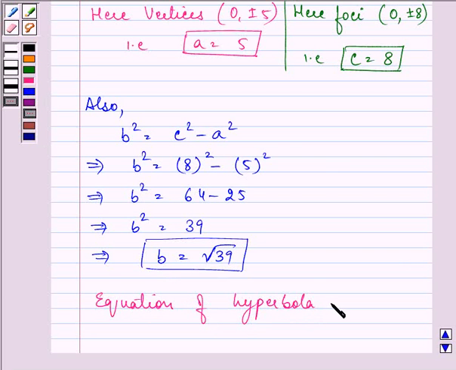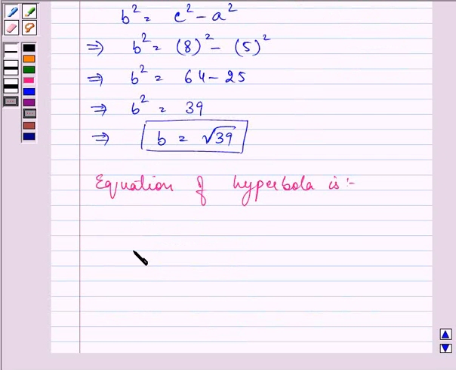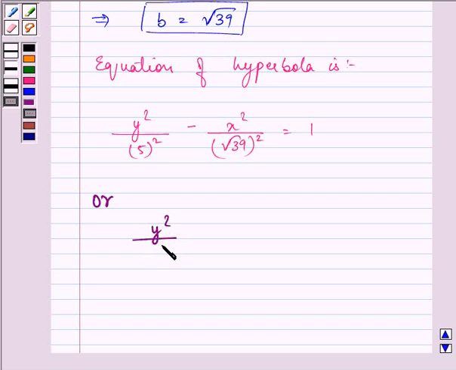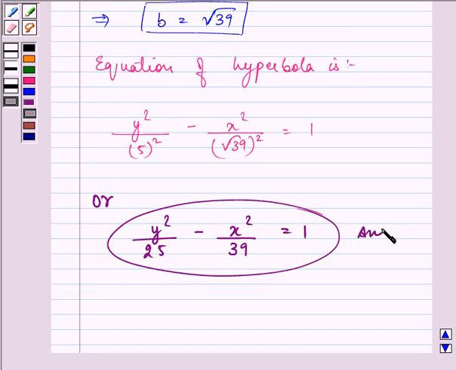So we have the equation of hyperbola as y square by a square, that is 5 square, minus x square by b square, that is root 39 the whole square, is equal to 1. Or we have the answer as y square by 25, that is 5 square, minus x square by 39 is equal to 1. And this is the required equation of the hyperbola that was needed to be found out in the question. So to solve this question, we used the given conditions and found out the equation of the hyperbola.